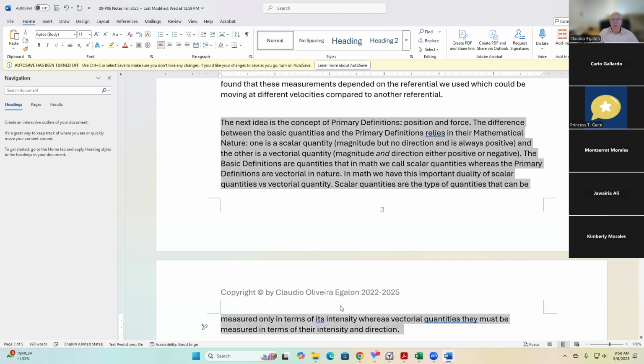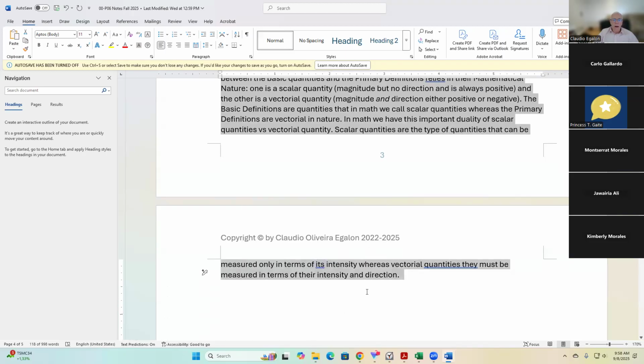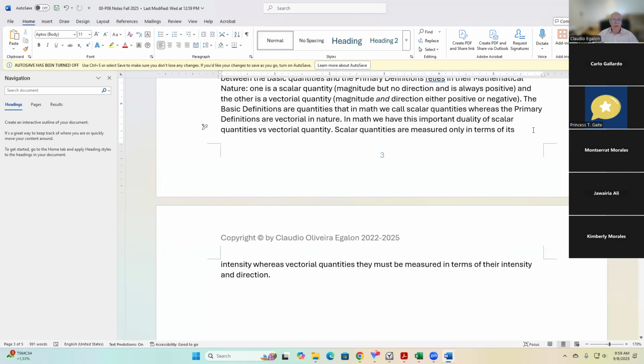In math, we have this important duality of scalar quantities versus vectorial quantities. Scalar quantities are measured only in terms of their intensity. Vectorial quantities are measured in terms of their intensity and direction. And depending on the direction, we say that the vector has a negative value.